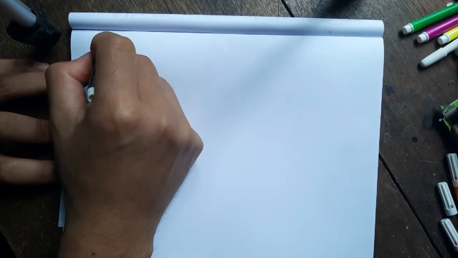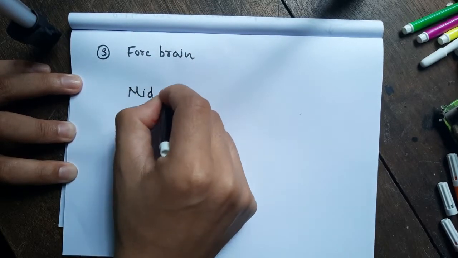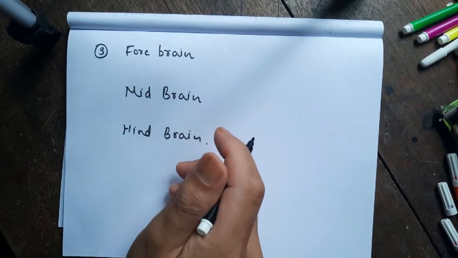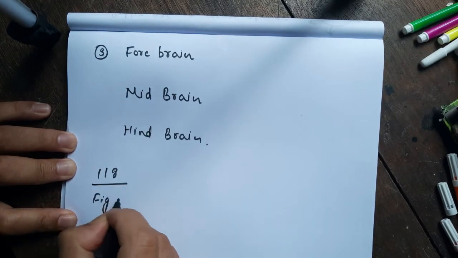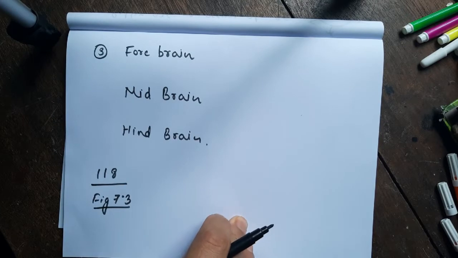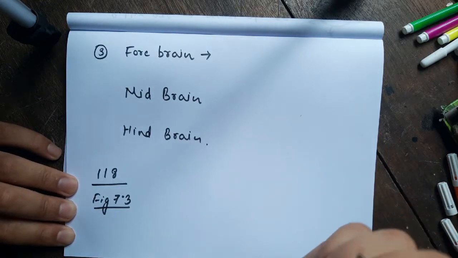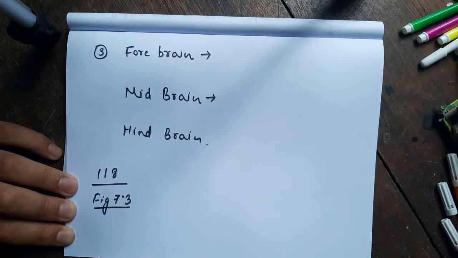Now, our brain is divided into a total of three parts: forebrain, midbrain, and hindbrain. For details, you can look in the book, page number 118, figure 7.3. So our forebrain is a major part. It's a very big part. It is made up of the cerebrum. Our midbrain is made up of tectum and tegmentum. The hindbrain is made up of medulla, pons, and cerebellum. So all of them have different functions.